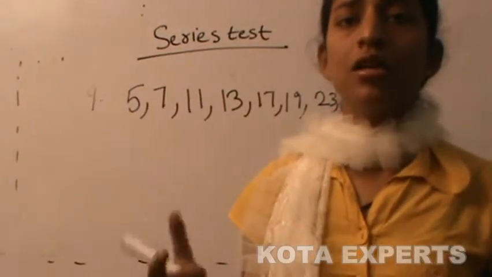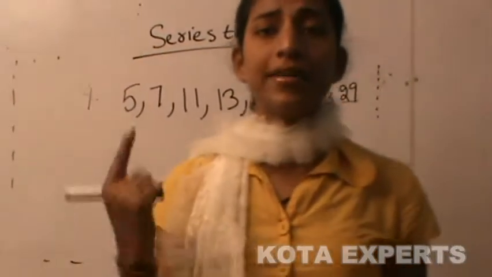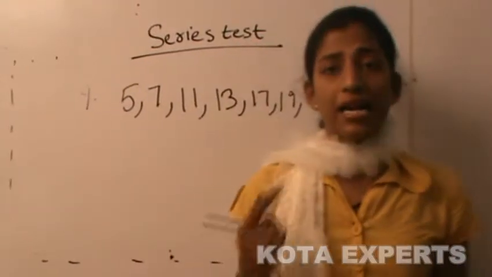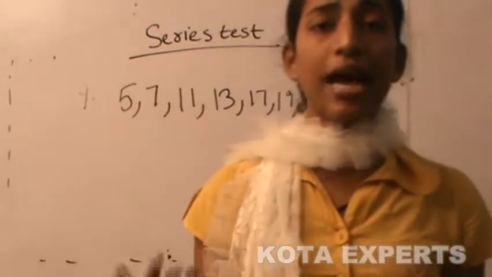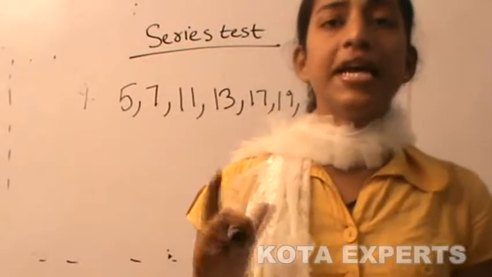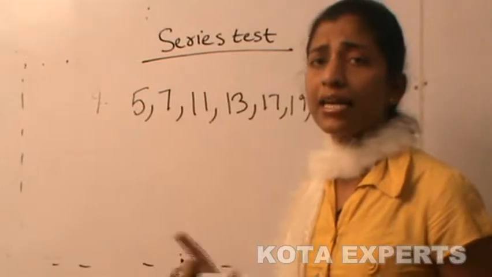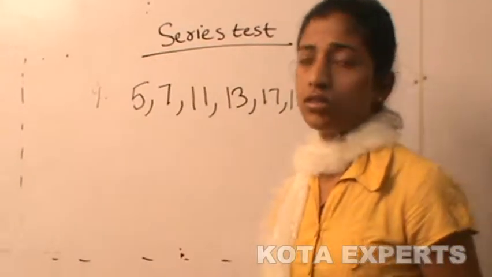Is it clear? What are prime numbers? Prime numbers are those numbers that are divisible only by their own table, not by any other number. So 29 is a prime number as it is divisible only by its own table, not by any other number.